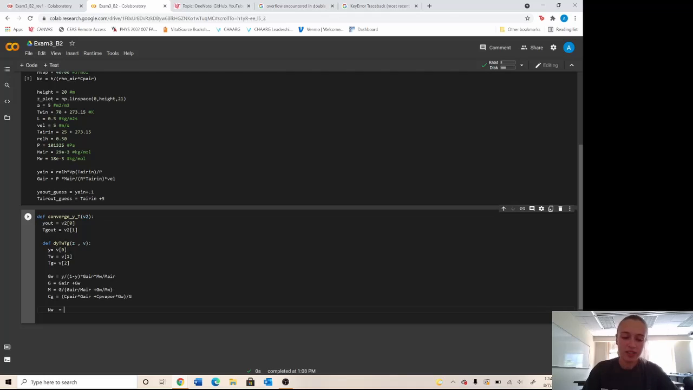So this is the mass transfer coefficient Kc divided by the ideal gas constant divided by the temperature of the gas, times the vapor pressure at the temperature of the water, minus the mole fraction times the pressure.